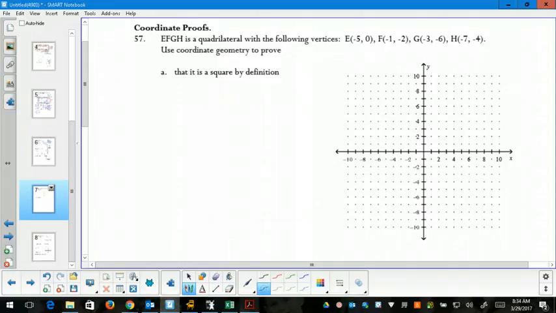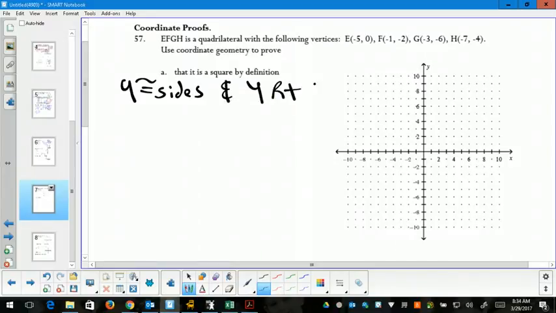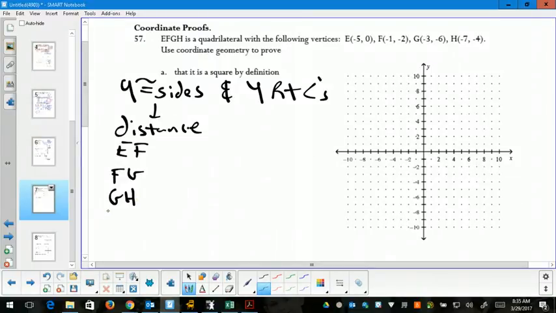To show 4 congruent sides, I'm not going to go through these calculations. I will for the diagonals, but not for these. And 4 right angles, what would I calculate? Distance. I do the distance formula for sides: EF, FG, GH, and EH. I'd have to do the distance formula 4 times. Some of you don't like doing the distance formula, so you plot it in the plane and create right triangles, and it's basically the distance formula, but you use Pythagorean theorem.